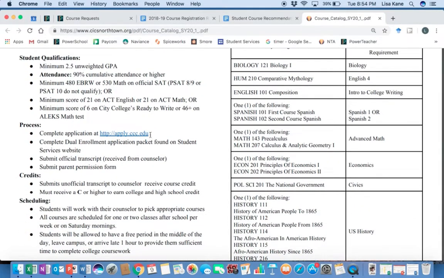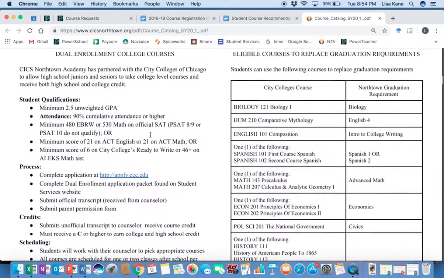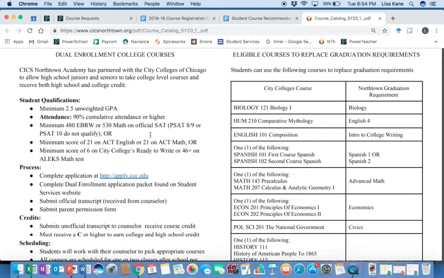The process is that you go first and decide which class you want to take. Then you have to complete an online application as well as a packet that I have in Student Services. I'll need to submit your transcript and a paperwork that you complete with your parent, and then that's it. You take the class and get high school credit and college credit at the same time. Check your email from school from Mr. Hebert to see more details all about the dual enrollment process.